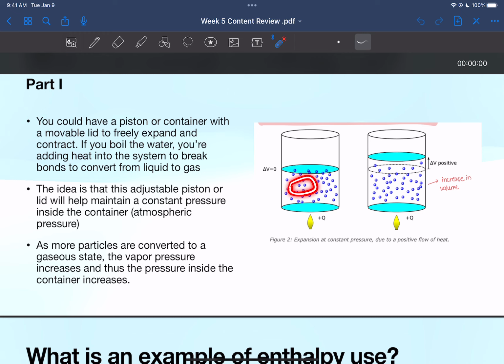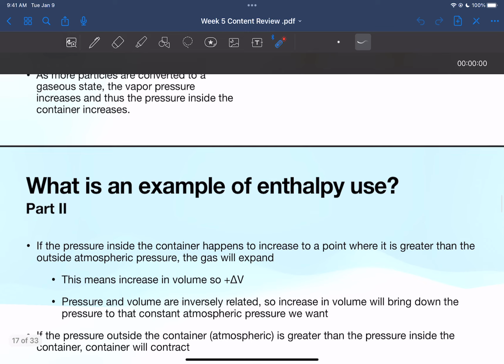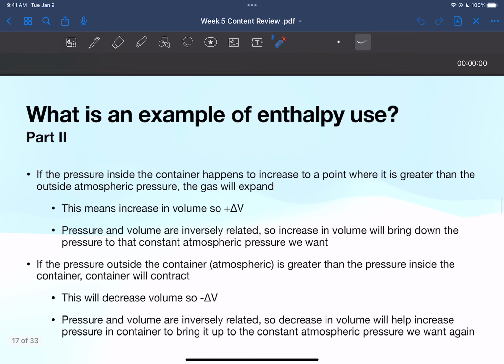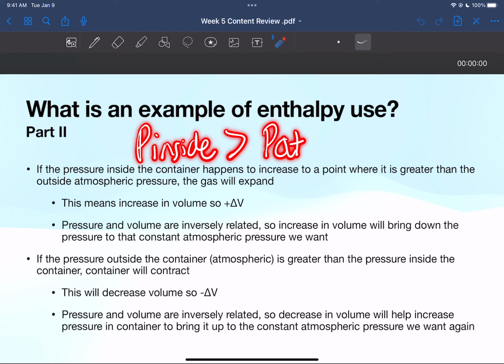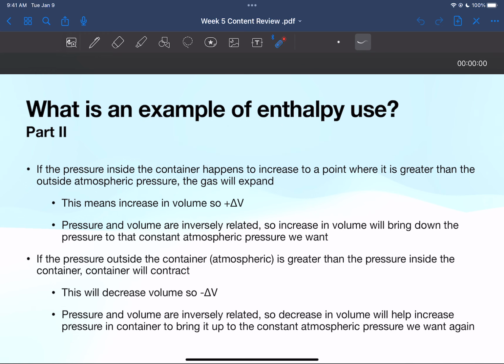Now, with the pressure increasing on the inside and the lid trying to maintain that atmospheric pressure, like we said, because it's an adjustable lid or an adjustable piston, if the pressure inside the container increases to a point where it's greater than the outside atmospheric pressure, then we see an increase in volume. Why do we see an increase in volume? Well, remember, pressure and volume are inversely related.